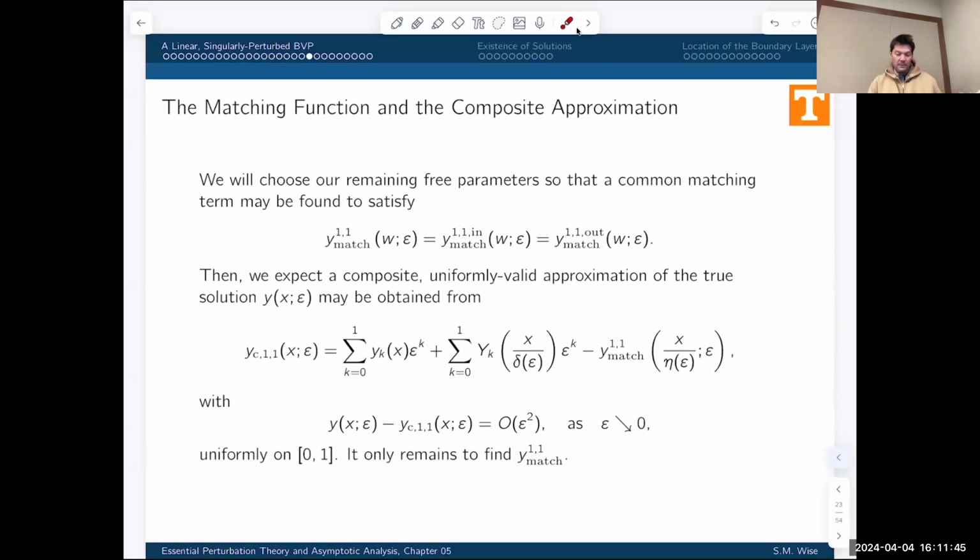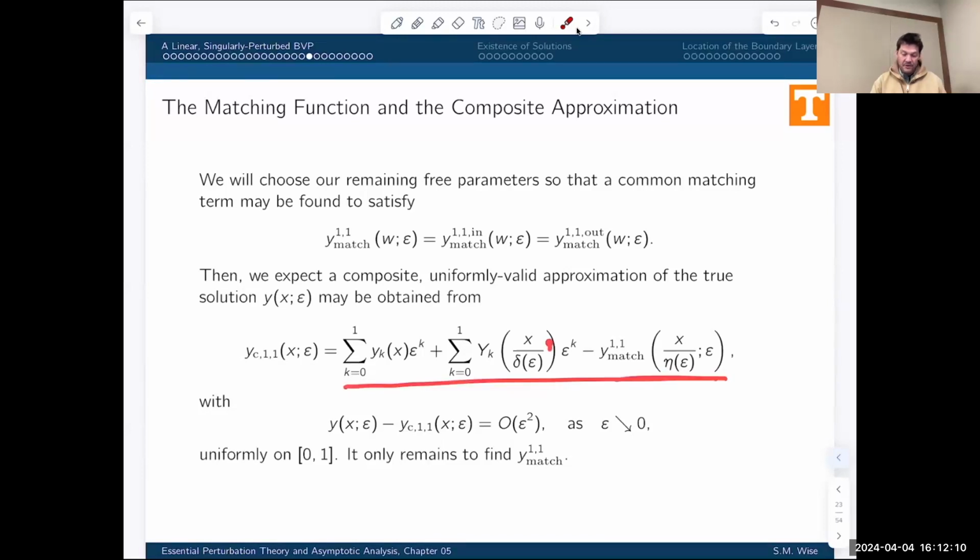Once we know what the 1-1 match is, that's represented in these two functions, these two expansions. To get a composite solution, we can combine the outer solution and the inner solution, but we have to subtract off where they match, because otherwise we're going to double count. So we subtract off the matching function, and that gives us an approximation in terms of x and epsilon only.